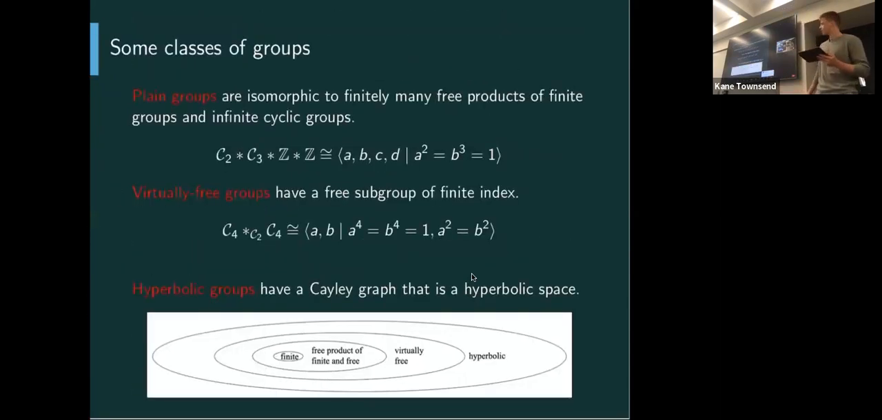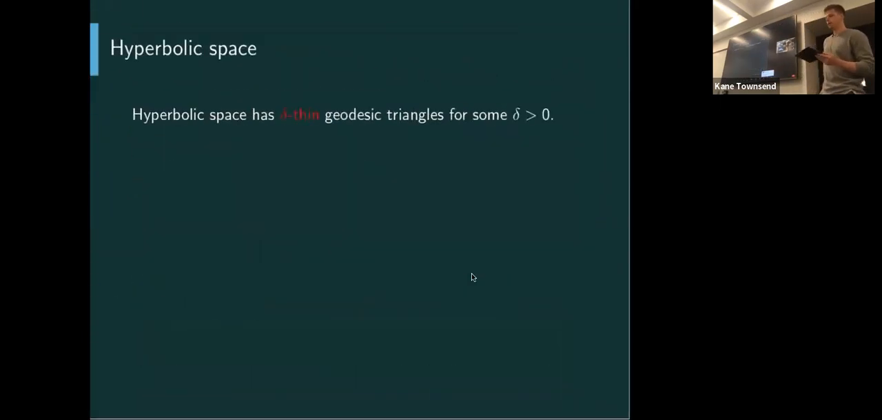Just to be extra clear, we've got finite groups, free products of finite groups, and a free group, which is the infinite cyclic group. Then virtually free groups contain those, and then hyperbolic groups contain those. So for hyperbolic space, the definition we're going to use is delta-thin, just because it's the easiest for what I want to prove. Hyperbolic space has delta-thin geodesic triangles for some delta greater than 0.